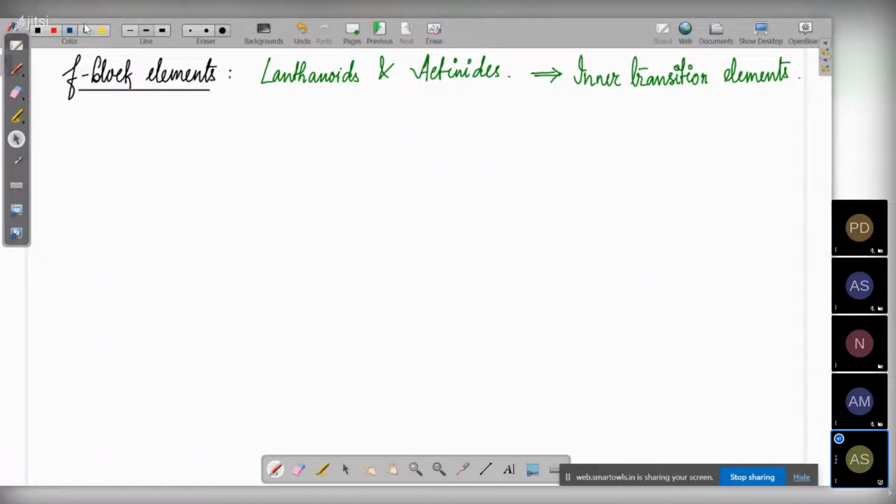Now, what is the general configuration? As you know, the lanthanide and actinide nomenclature and electronic configuration is not something that you need at your level. You just need to know the general electronic configuration. That will be enough. So, the general configuration of lanthanides, this you need to memorize.